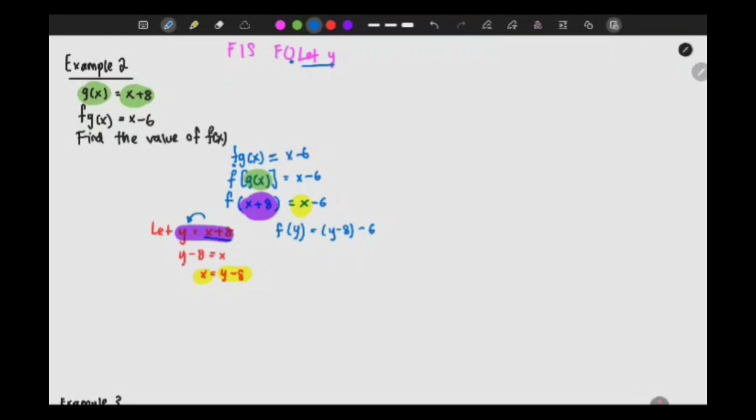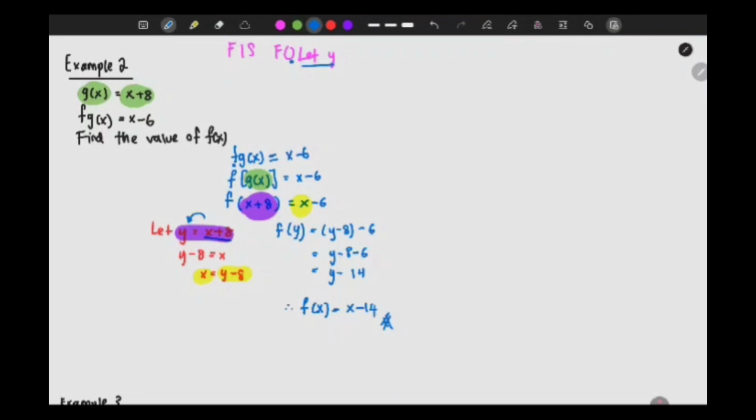And now you realize your x, everything is gone, fully y. So what do you do next? Open bracket, y minus 8 minus 6, and you got y minus 14, isn't it? Negative 8 minus 6 is negative 14. And now replace everything with x. The f(x) is equal to x minus 14. Done. And you know what? We can check our answer, right? So let's check too.